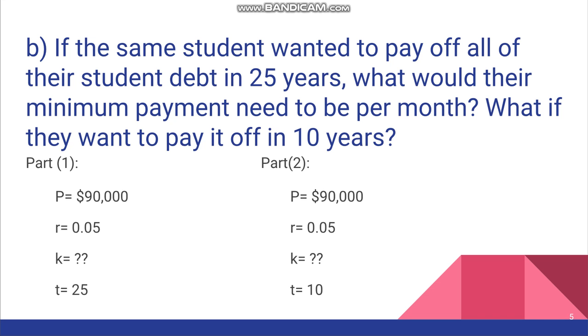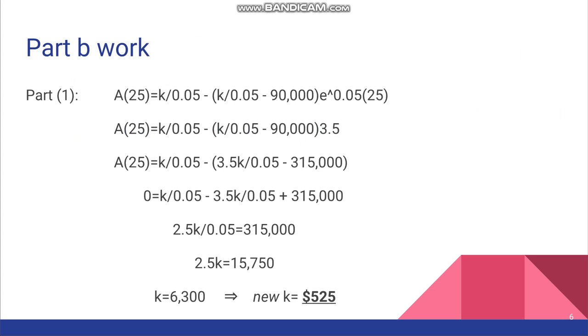For the first part, we are asked if the same student wanted to pay off all of their student debt in 25 years, what would their minimum payment need to be per month? To begin, we identify the values that we know. P equals $90,000, R equals 0.05, K is unknown, and T equals 25. Now we input these values into the formula.